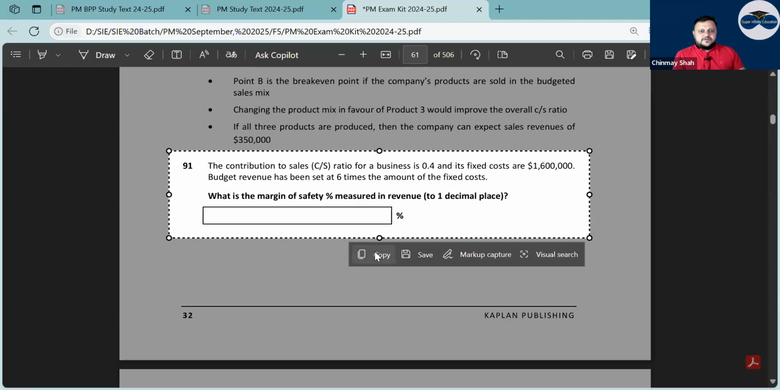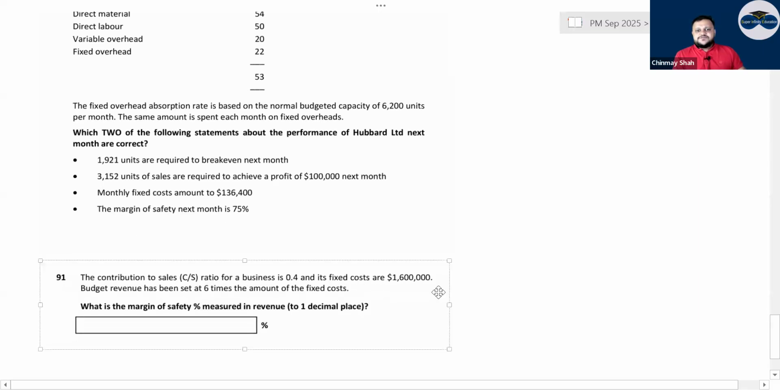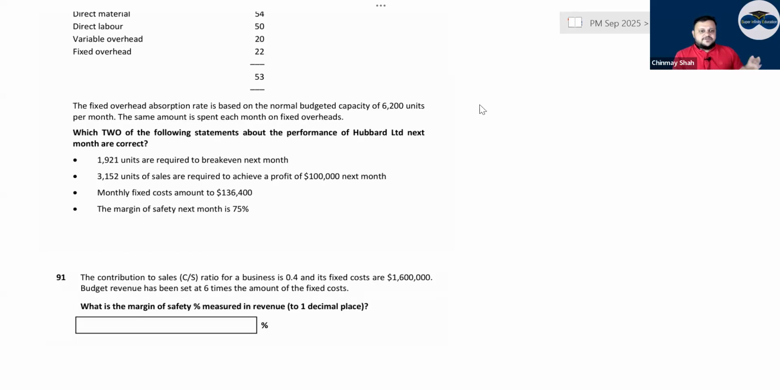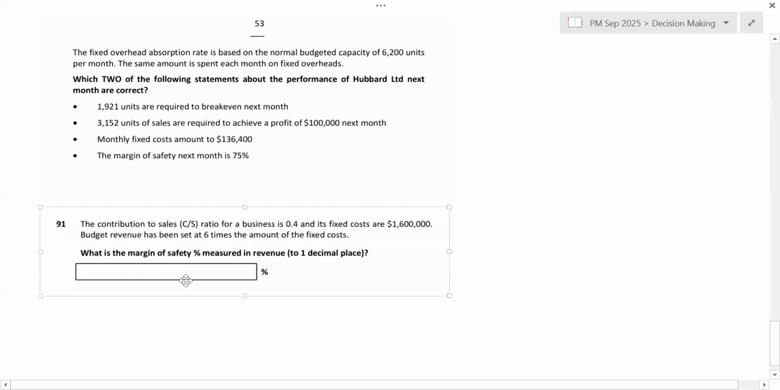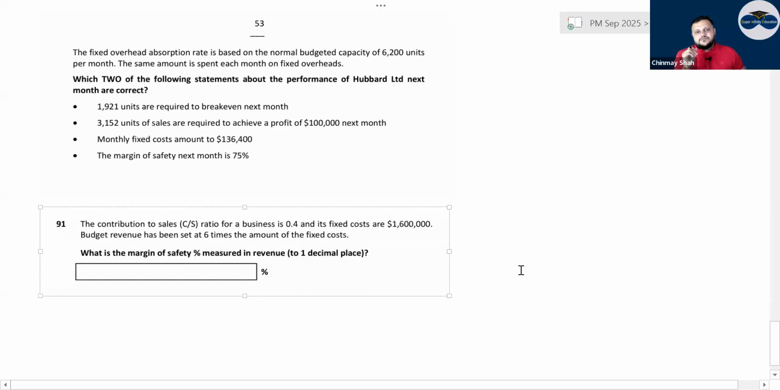Something different. Your reading of the question is very important. All these questions that we have solved, you will check the answers one by one. If there is any doubt, will you let me know? The contribution to sales ratio for a business is 0.4 and its fixed costs are 1.6 million. Budgeted revenue has been set at 6 times the amount of fixed cost. Calculate the margin of safety percentage measured in revenue.